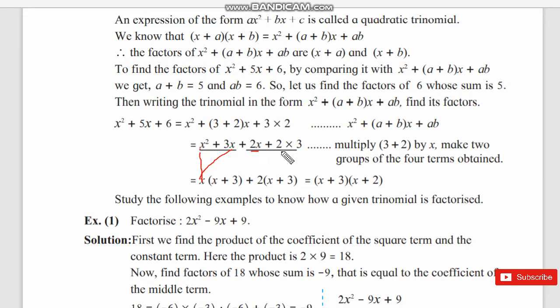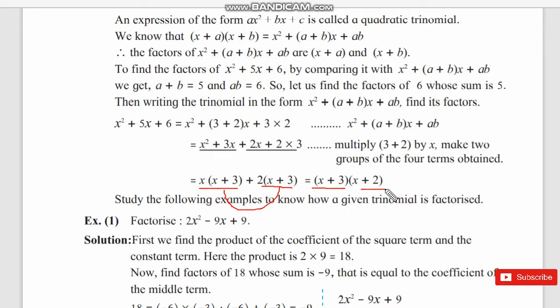Here 2 into x and 2 into 3, so 2 is the common factor, and what is the remainder here? x plus 3. So in this bracket, what we get: common factor x into bracket x plus 3, and 2 into bracket x plus 3. So x plus 3 again we can take as a common factor, and we write here x plus 3, and what is the remainder? x plus 2.